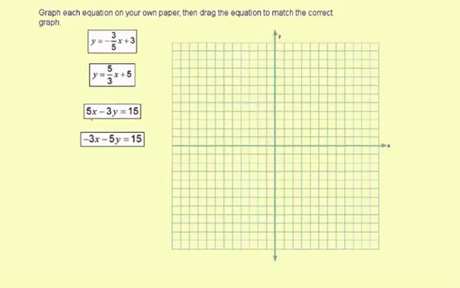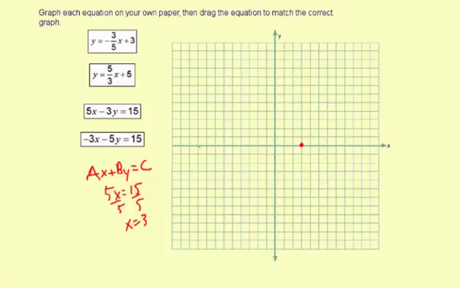Let's look at the next one. 5x minus 3y equals 15. Now this one's in standard form. So that means it's like this: ax plus by equals c, where a, b, and c are integers, and a has to be positive. The way you do this one is you find the intercepts. So I'm going to find the x-intercept. I'm going to ignore this negative 3y and just say 5x equals 15. And when I do that, I'm really saying y equals 0. And this finds the x-intercept. So divide by 5, so x equals 3. So I'm going to put a point on x equals 3.